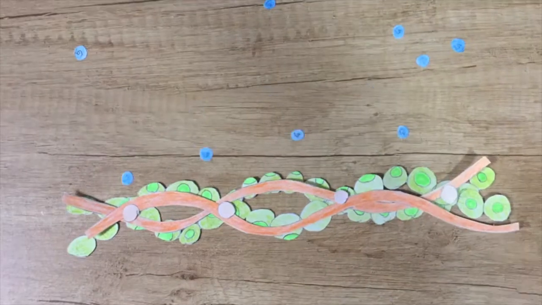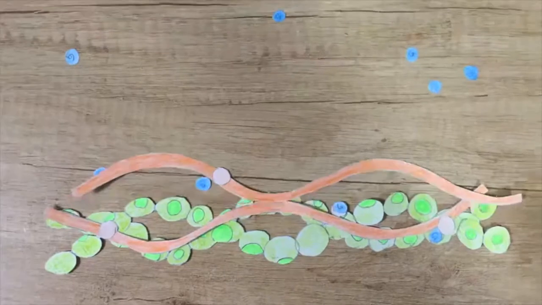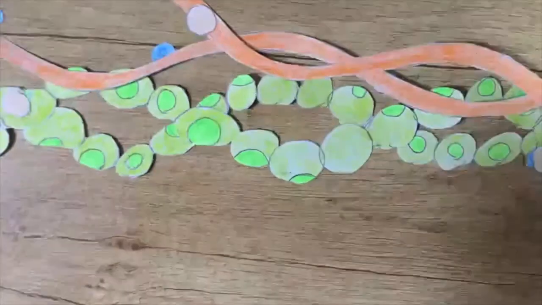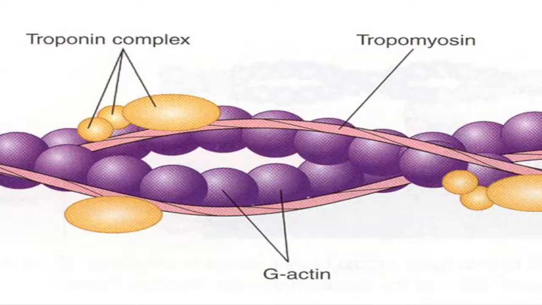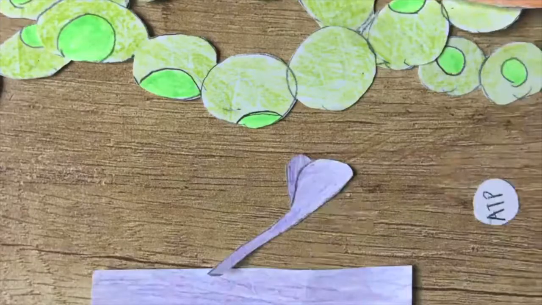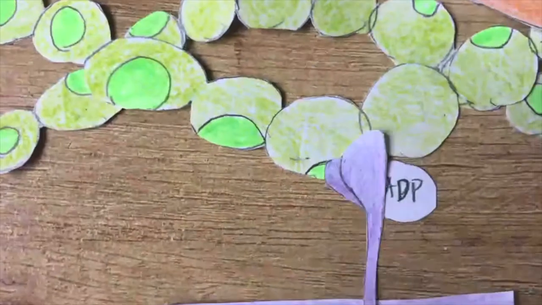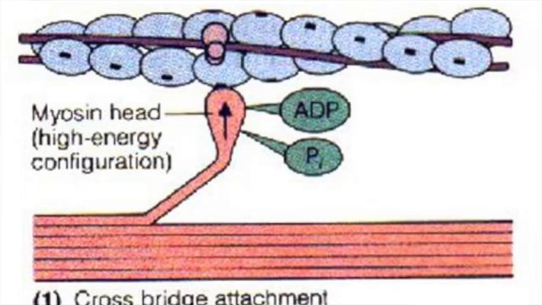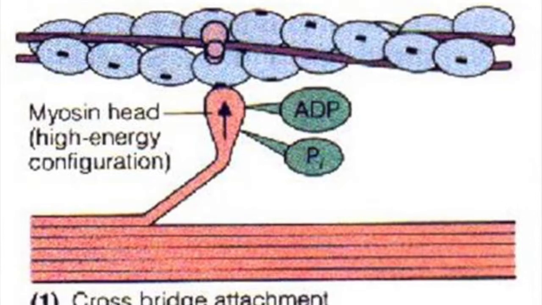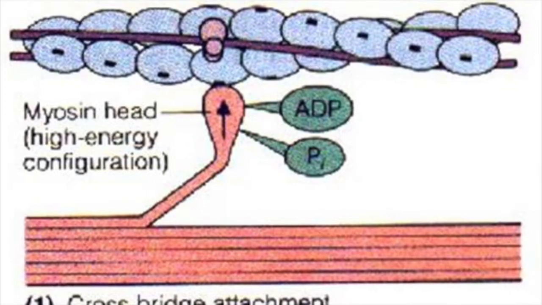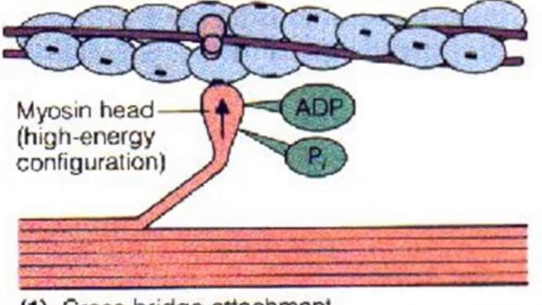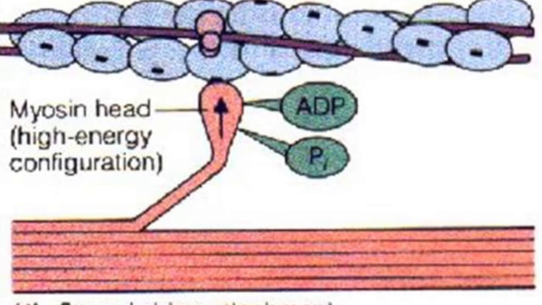Scene 4. Sliding filament theory. The troponin, which has calcium bound to it, changes shape and moves the tropomyosin away from the actin so that the binding sites are open. The myosin has ADP and inorganic phosphate at its head, which the myosin uses as energy to move to the actin and bind to the binding sites, forming a cross bridge. The cross bridges are strengthened as the inorganic phosphates are released.